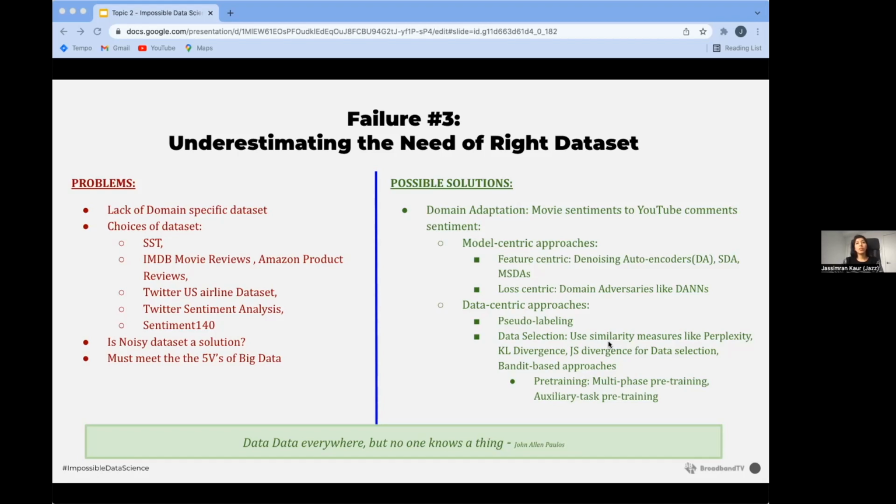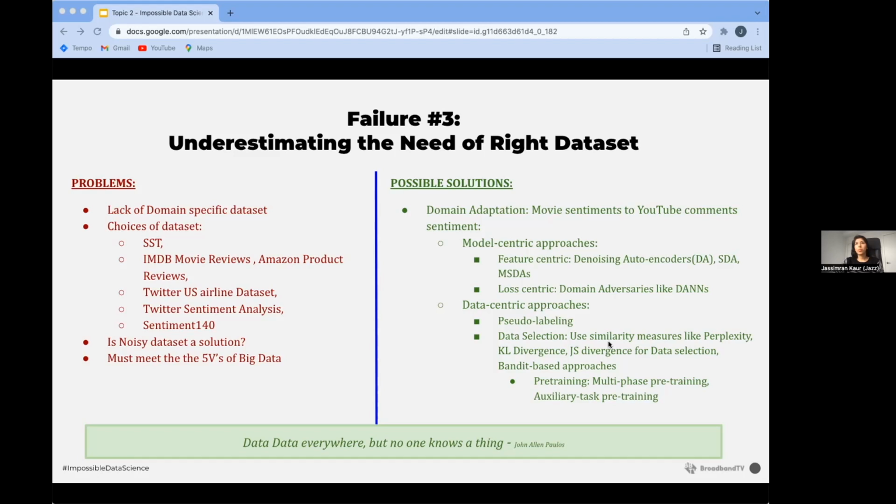And then there were some choices of data set that we had to work with. We were thinking, do we need a noisier data set than SST2? We also wanted to be cognizant of whether we are meeting the 5 V's of big data: value, volume, variety, velocity, veracity. The possible solutions were, okay, a YouTube comment labeled dataset doesn't exist, but there are possible solutions. So domain adaptation, what we need is from movie sentiments to YouTube comments.